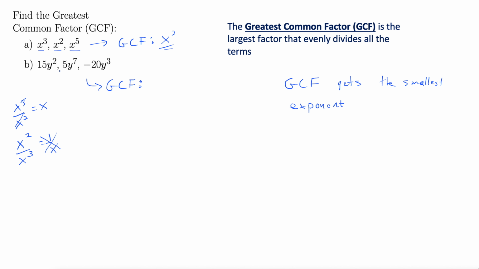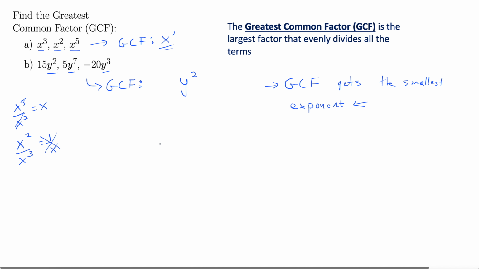Well, I already know, let's just look at the y's. We have y squared, y to the 7th, and y cubed. So I already know that whatever these coefficients are, it's going to have a y squared because that's the smallest exponent. And GCF gets the smallest exponent always. So it's going to be something times y squared.